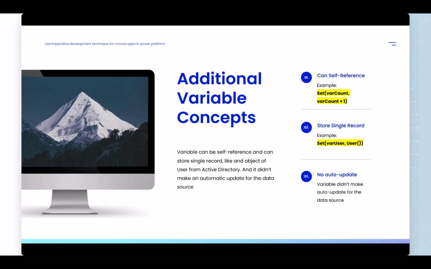There are three main concepts that should be considered while you use variables. First, a variable can be self-referencing, which means we can make a counter or something similar. Second, in a variable we can store a single record. We can store an object, one object like a user object of data from Active Directory, not only information like his name and his age, but we can store a whole record.